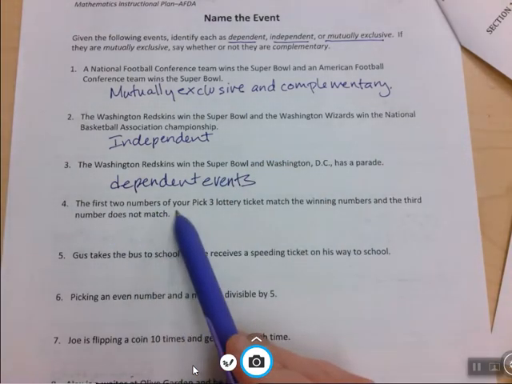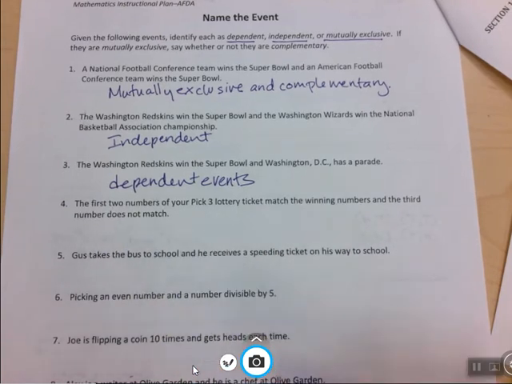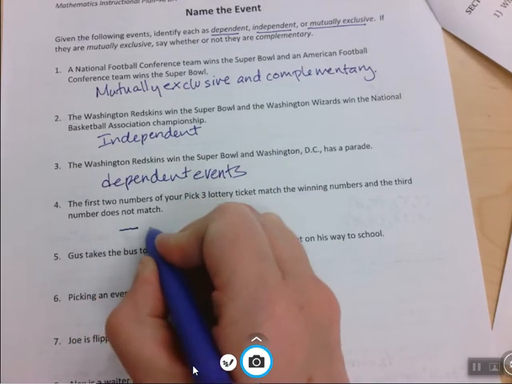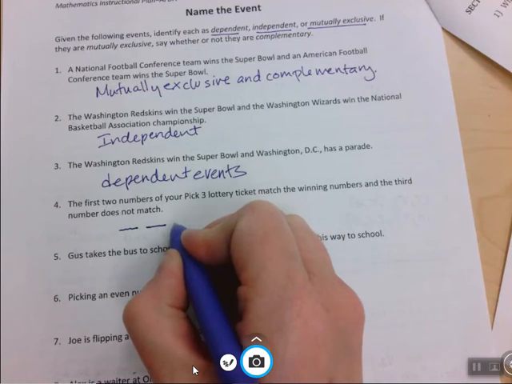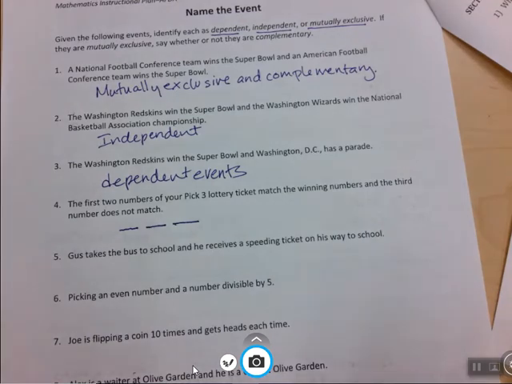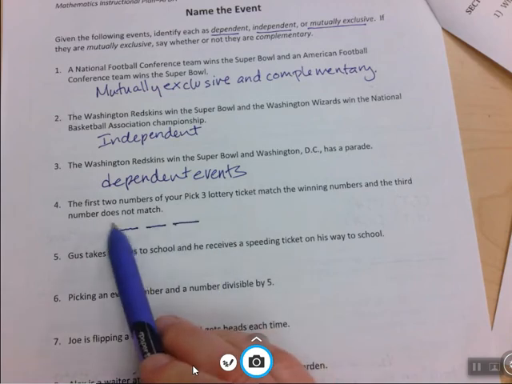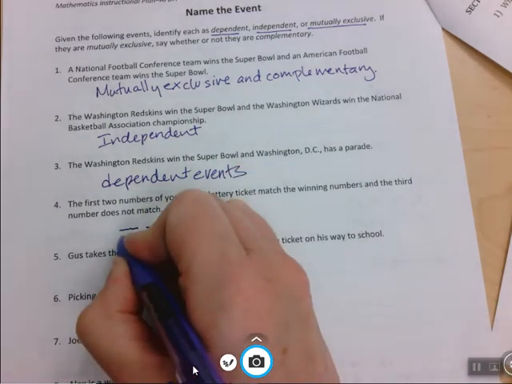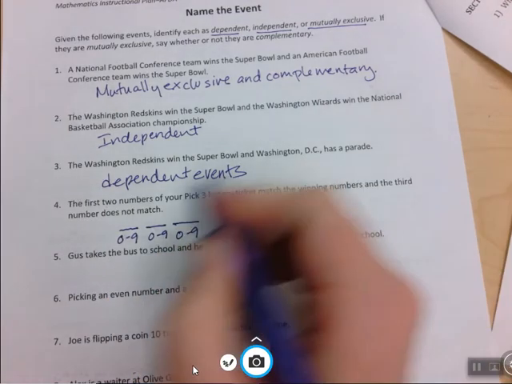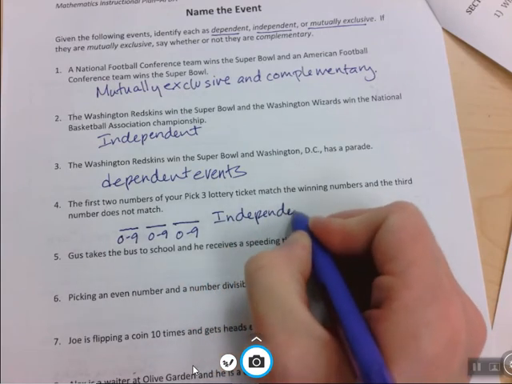Alright, the first 2 numbers of your Pick 3 lottery ticket match the winning numbers, and the third number does not match. So when they choose the numbers for the lottery, they randomly choose the first one, they randomly choose the next one, and they randomly choose the next one. So assuming that each time they choose them, they're still choosing 0 to 9, 0 to 9, 0 to 9, 0 to 9. If that's the case, then they would be independent events.